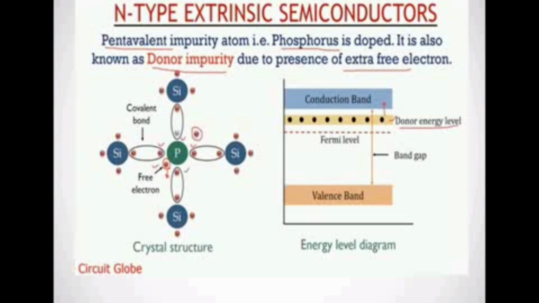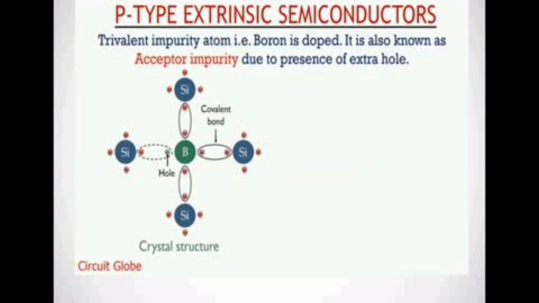That means a very small amount of energy is given to the electron, and it can easily jump from the valence band to the conduction band. So it occurs at ordinary room temperature. No need to give extra energy, and at more than that temperature it is even easier.